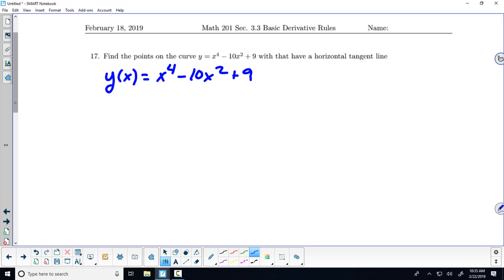All right. So we want to know, where does this particular curve have horizontal tangent lines? So what are we going to do? Well, if I want to know where it has a horizontal tangent line, let's come up with the formula that will always give us the slope of the tangent line. What's that formula called? The derivative. So we get y prime of x is equal to... everyone take the derivative of that.